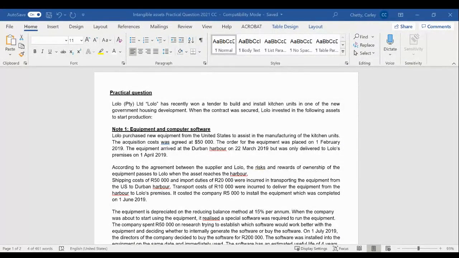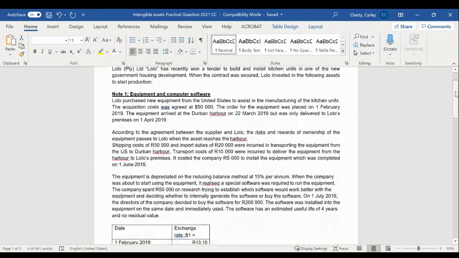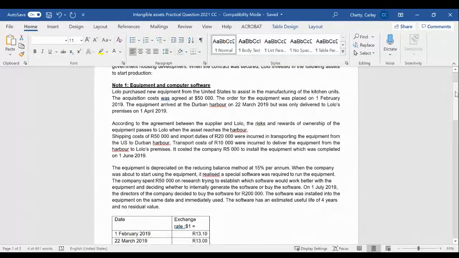Okay, so let's go through this class example. Lola has recently won a tender to build and install kitchen units in one of the new government housing developments. When the contract was secured, Lola invested in the following assets. We have information here about equipment and computer software. What's important in a test or exam, or even when you're doing your tutorials, is that when you go through a question, it's always good to highlight the information given, the dates, the important information.